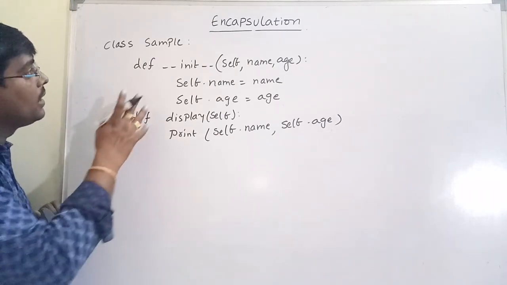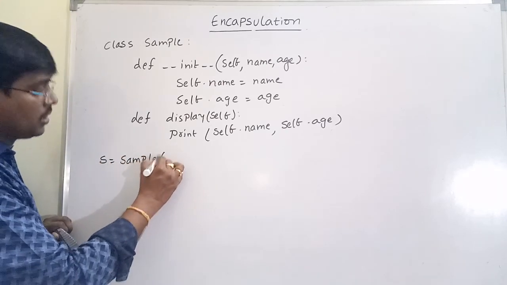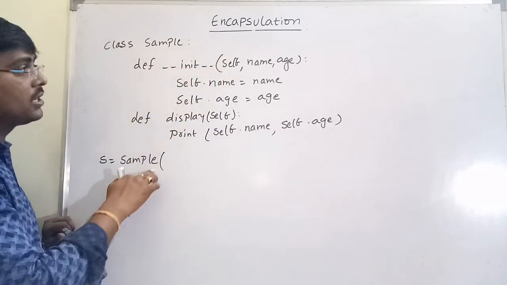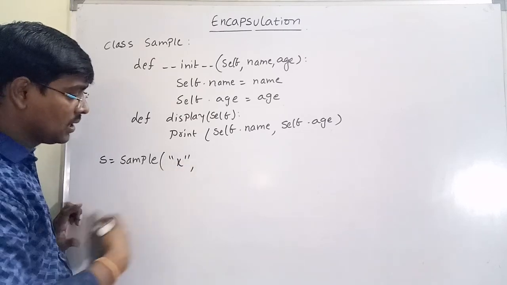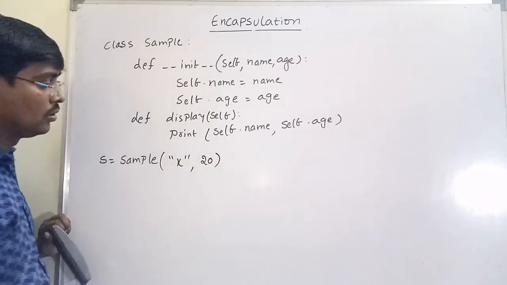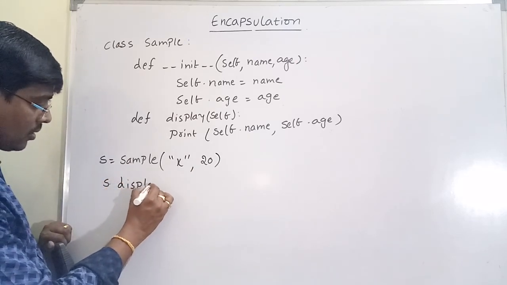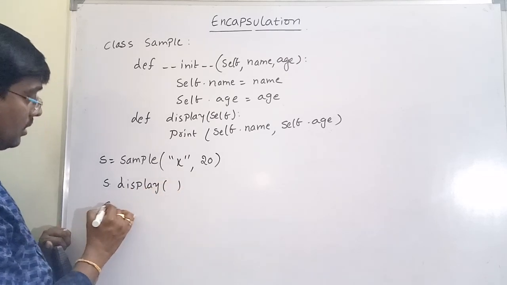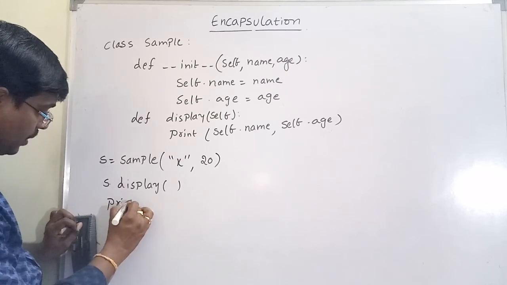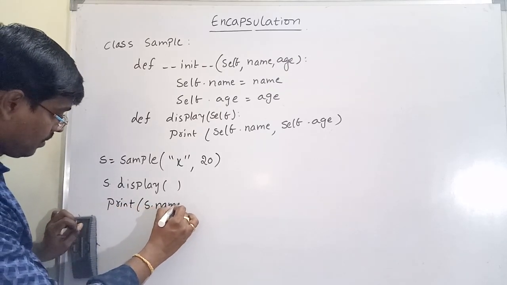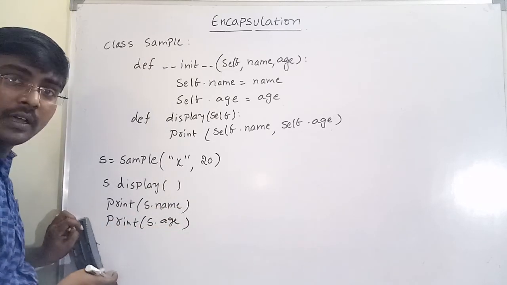Next, what is our aim? Create an object. Suppose object s is equal to sample of. Since I am using a constructor, in the object creation I am passing the values. Suppose name is x and age is equal to 20. Then s dot display. In the print statements I will write print of s dot name, print of s dot age. Suppose we are writing the program like this.